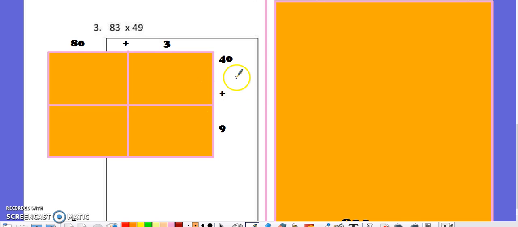83 times 49, or 83 groups of 49. 49 groups of 83 is nothing more than 80 plus 3 times 40 plus 9. And now I'm ready to multiply once I've set up my 4 square box. 4 times 3 is 12. Add your 0 makes 120. 8, 16, 24, 32.